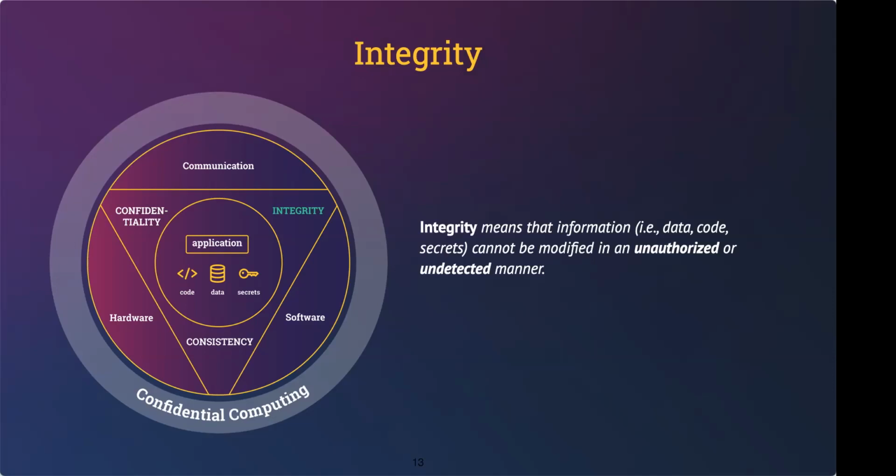There is also integrity, which means only authorized entities are permitted to modify the information, that means code, data, and secrets. And for all the unauthorized entities, at least when they modify it, we want to detect that the code, data, or secrets were modified. For example, a secrets modification would be that they give us an old secret that is already known to the adversary.